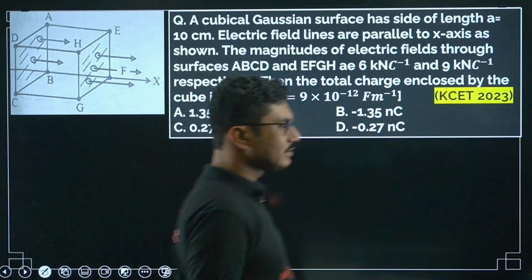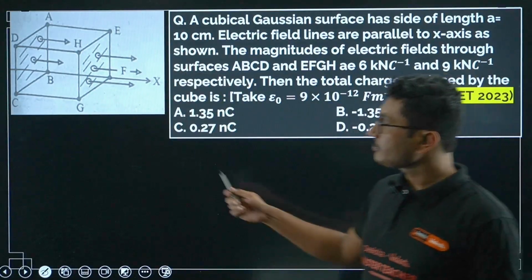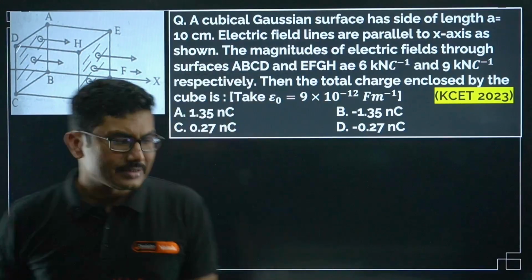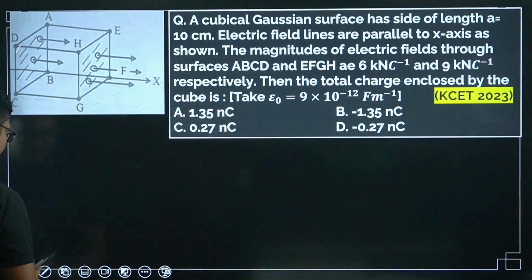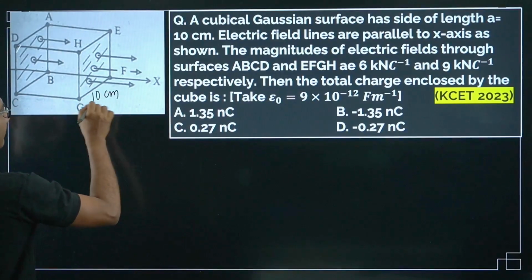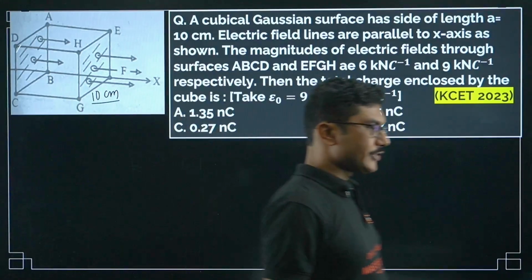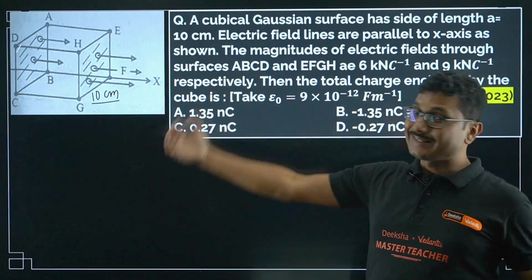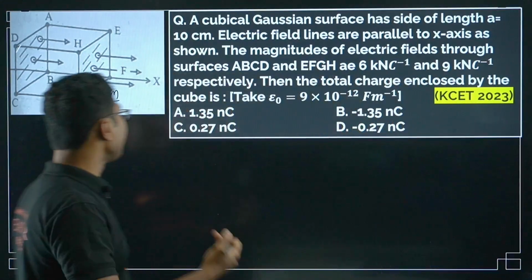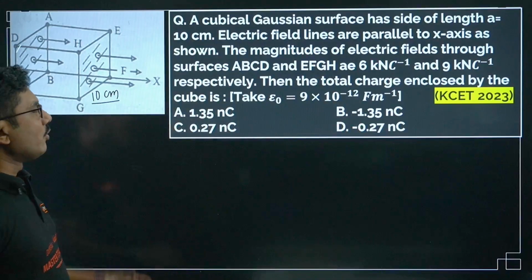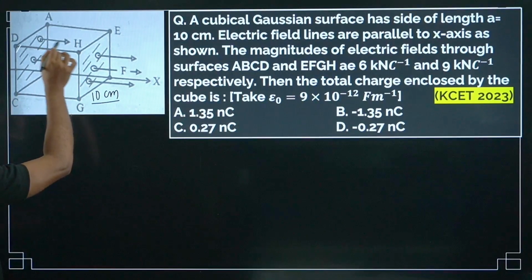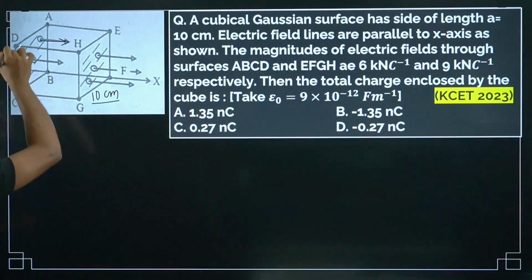So let us understand this question. It's a very interesting question. Here we have a cubical surface. Each side is 10 centimeter. Be careful, this is centimeter. In most cases unit conversion is very important, especially in KCET as well as in JEE. Converting units is essential to solve questions. So here we have a 10 centimeter cube. Each electric field through this A, B, C, D. This is A, B, C, D.